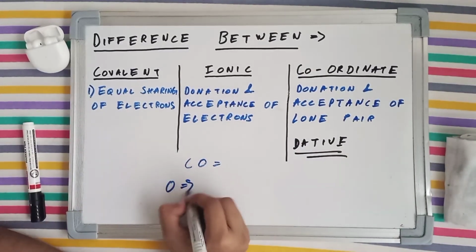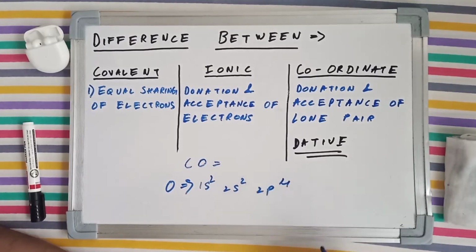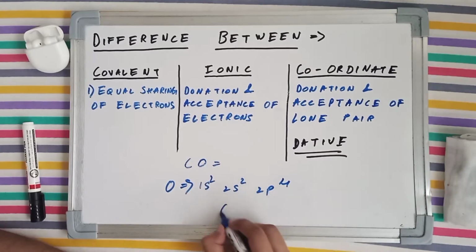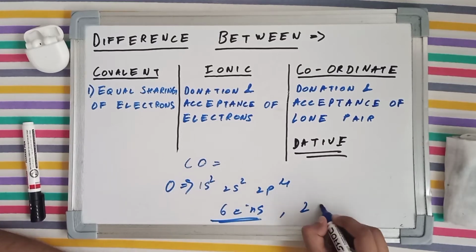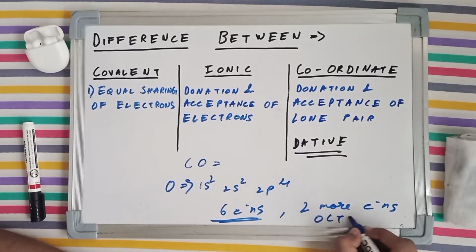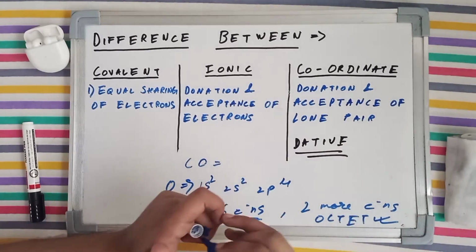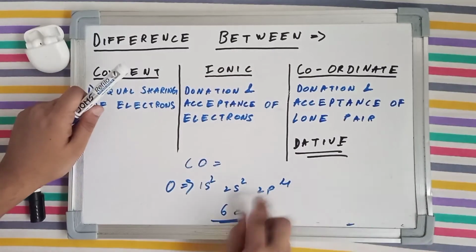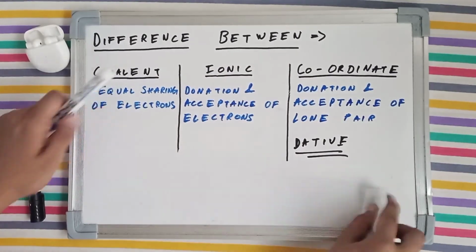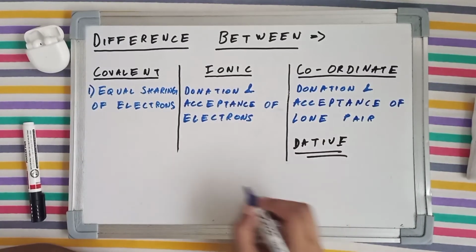Now oxygen's electronic configuration is 1s2, 2s2, 2p4, and it has 6 valence electrons. Therefore it needs 2 more electrons to complete its octet, which means that it will make 2 more bonds to complete its octet. Okay, now let's draw the structure, and then you will be able to get a better grasp of coordinate or dative bond.